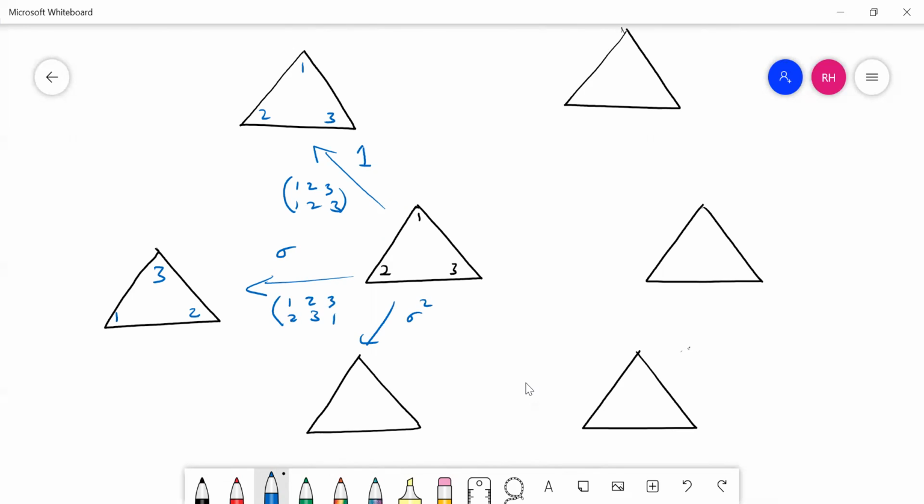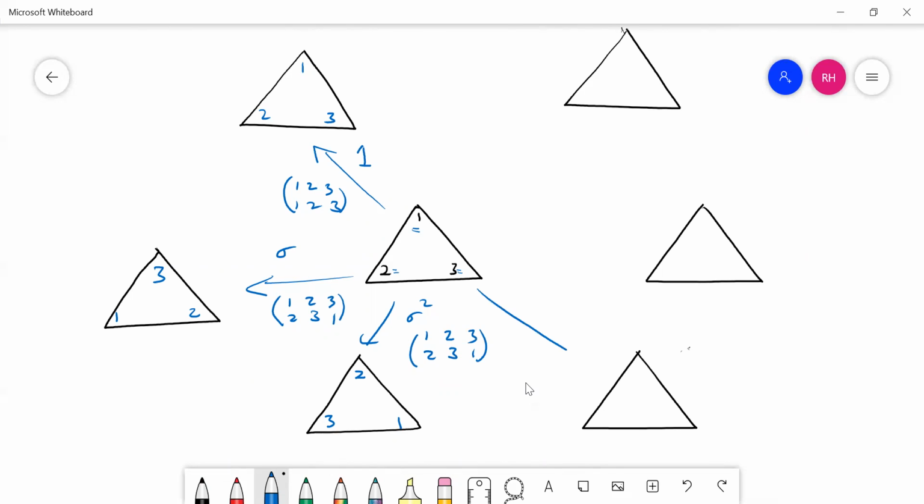The next one I could do is sigma squared. So I do it twice. 1 becomes 2 becomes 3 when I rotate twice. So the 1 here goes around to here, the 2, and then it goes around here to the 3. Similarly, 2 goes to 3, goes to 1. So 2 goes to there, and 3 goes to here. If I wanted to write it using what's called two-line notation, we can see that 1 has become 2, 2 after the 2 rotations has become 3, and 3 has become 1.